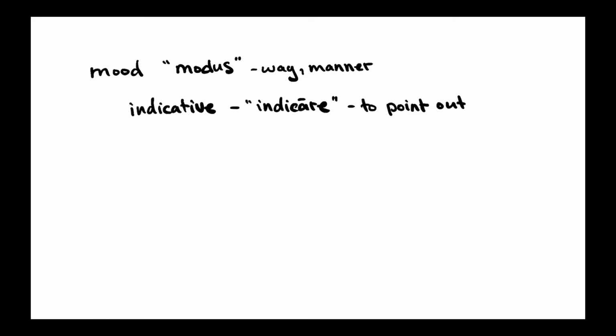And we've got three moods that we talk about. We've talked about the indicative quite a bit already. We've done a lot with the indicative mood. And the indicative comes from the Latin indicare, and that just means to point out. So the indicative mood is something that happens in real life.